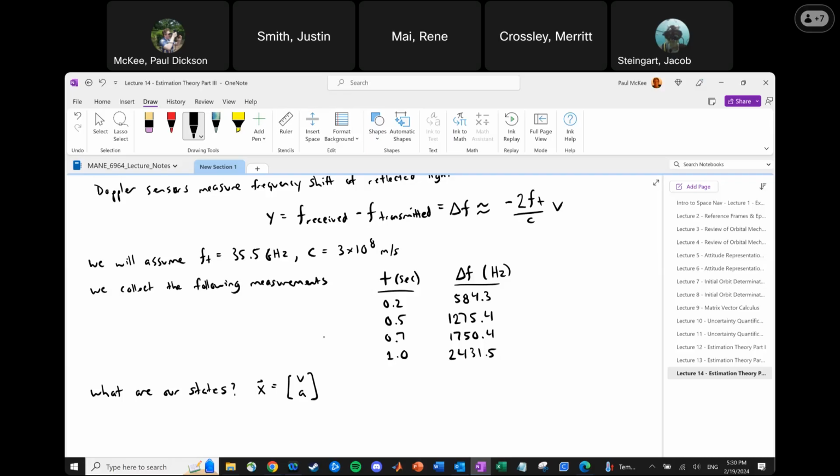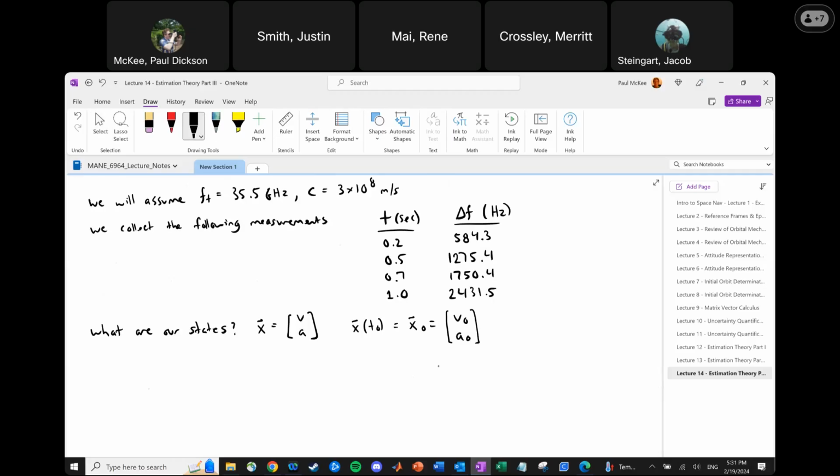But specifically, what we're after is x at some initial time, which we're just going to write as x naught, which is v naught and a naught, right? Because we said that a is constant. So if we know a naught, we know a. That's really what we're after, is trying to find a. V is nice. Maybe we'll find some initial velocity too. Okay. So what is our measurement model?